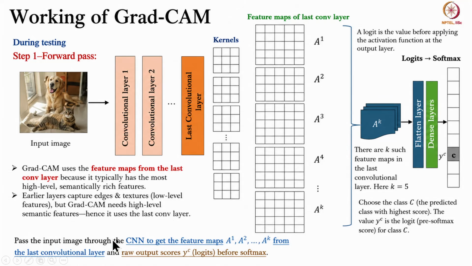Now we pass the input image through the CNN to get the feature maps from the last convolutional layer, and the raw output scores YC, which are called logits. Okay, logit is called the score, the class score before the softmax. Here you can see we obtain these feature maps, and then we have a flattened layer. We have a dense layer, which is nothing but a fully connected network useful for performing classification. And here last layer is our softmax layer. Before softmax we have this YC, which is the logit or the output score.